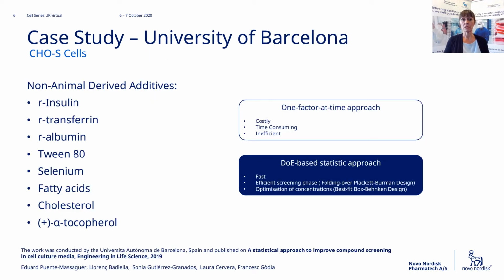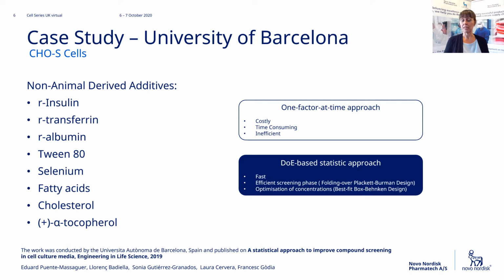The case study presented here was conducted in a partnership with Dr. Francesc Godia at the University of Barcelona, and we used a CHO cell line. CHO is still the preferred mammalian cell host for production of recombinant protein, including mabs. Media supplementation is generally addressed by means of a one factor at a time or classical design of experiment approach. But these techniques may not be efficient in initial screening phases, as they are time-consuming and costly.